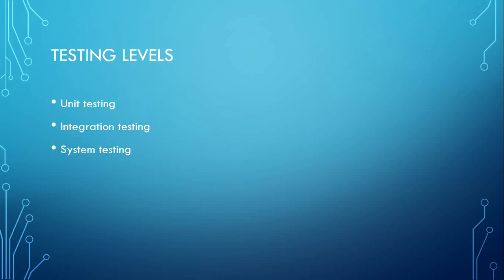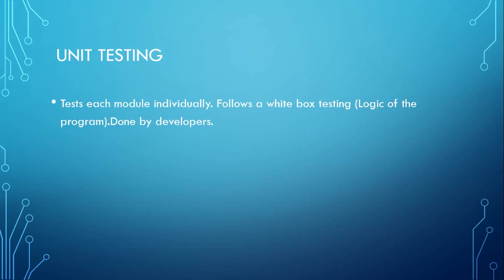Here the testing levels can be categorized into three parts: unit testing, integration testing, and system testing. Unit testing means each module is tested individually, followed by white box testing of the program logic, done by the developers.